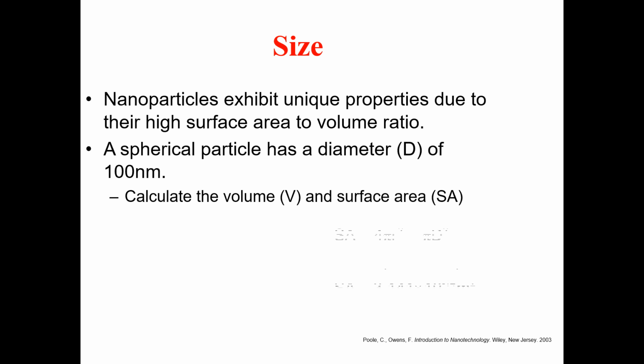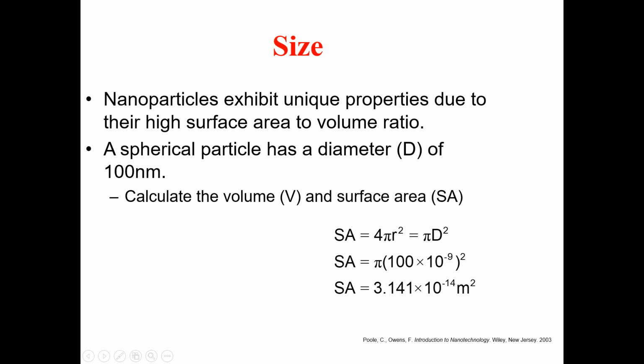So we start our calculation. Here, for a sphere, the surface area is equal to 4 pi r squared. What we do here is put in the values. You know that r is the radius, and you know the relation between the radius and the diameter. So here we put in the diameter.